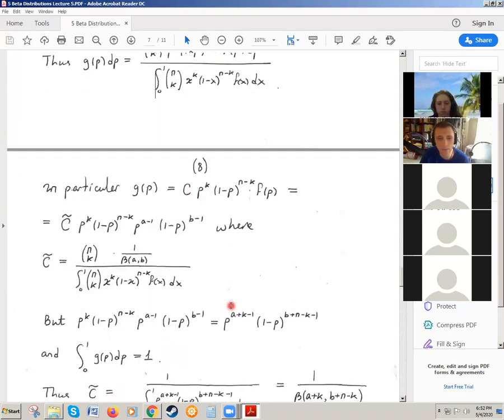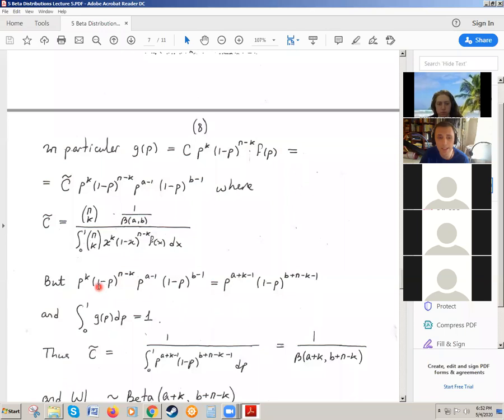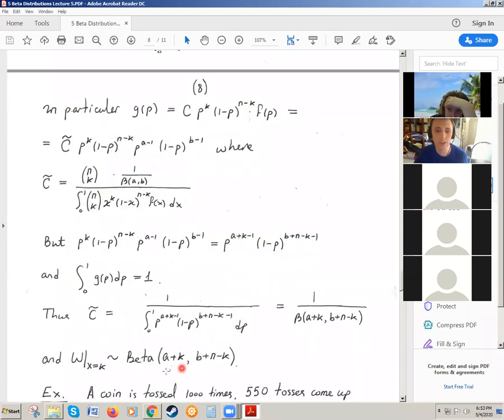So then look at it. When I simplify it, what do I get? If I group together all the p's and 1 minus p's, I get p to the a plus k minus 1, 1 minus p to the b plus n minus k minus 1. Right. And this is another beta distribution. So starting with a beta distribution, I create another beta distribution, and that beta distribution is beta of a plus k, comma b plus n minus k. That's the distribution of W.